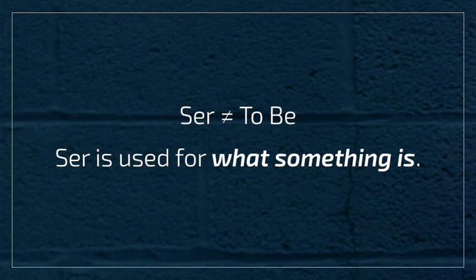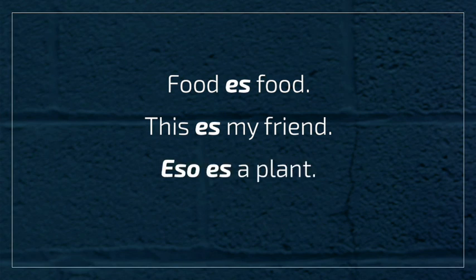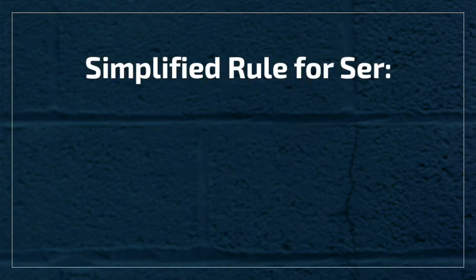Here are some examples. Food is food. That's what it is. This is my friend. That's what this person is. Eso es a plant. In each case, you can see that the thing right after the word is passes the food test, so it's some sort of noun, and it's being used to describe what something is. We will go into more nuances of when you would or wouldn't use ser in later lessons, but for the purposes of this lesson, follow this rule.